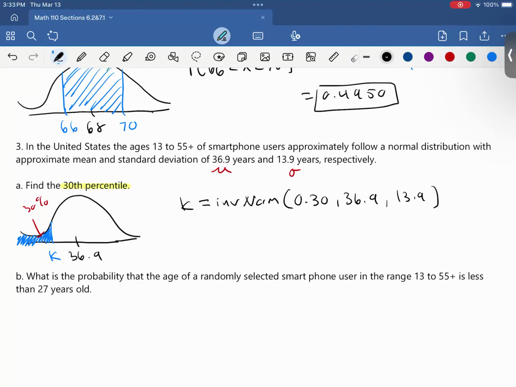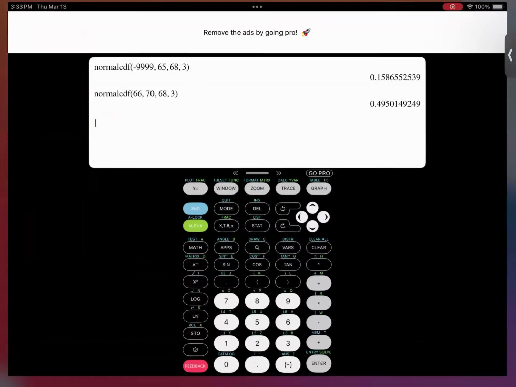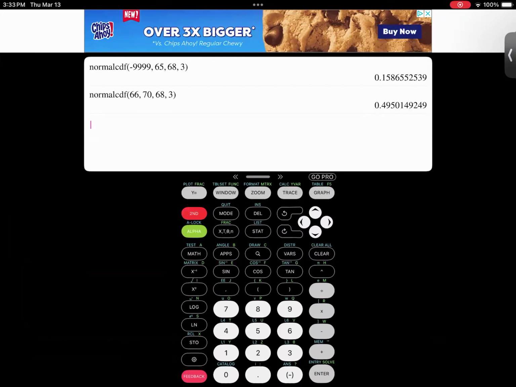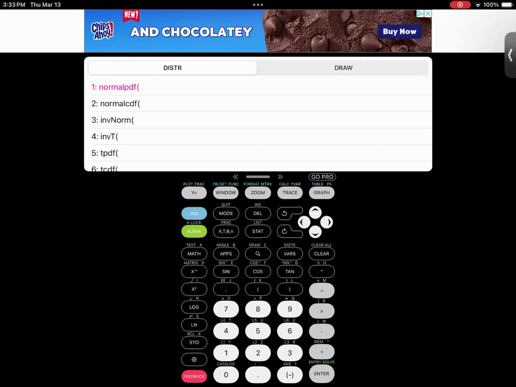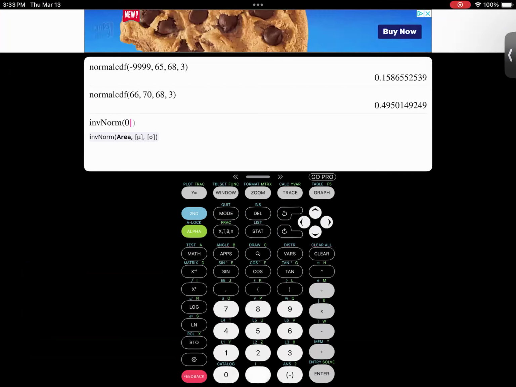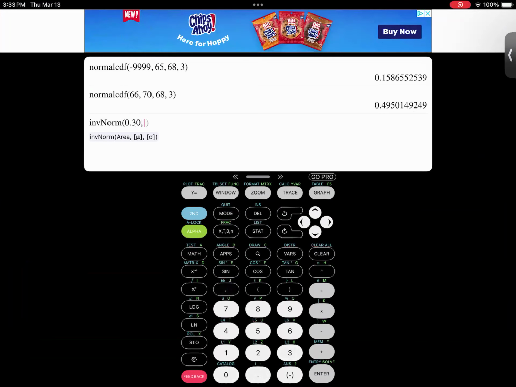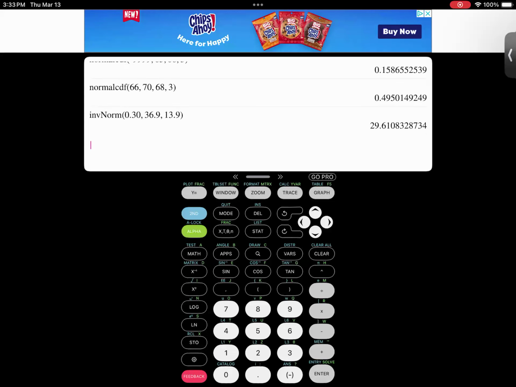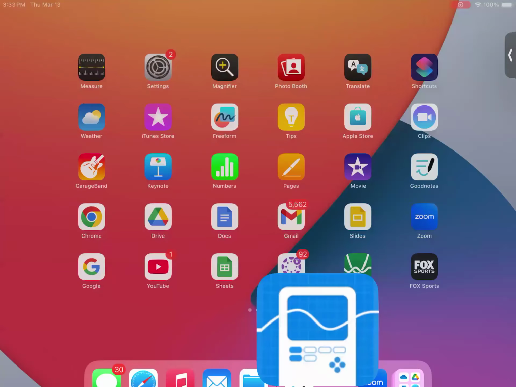Let's go to our calculator and see how to input this. We're going to go to the same place, second vars, and then I'm going to choose the inverse norm option. So here are our prompts. It says area. That's just our 0.30. Comma, then our mean 36.9, comma, and our standard deviation, which is 13.9. Now all we do is hit enter and we get our value. So 29.6. That's our cutoff value, that's our 30th percentile.